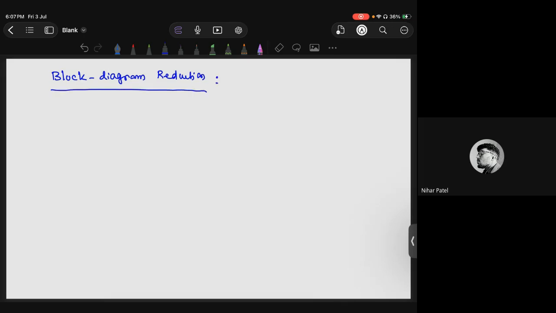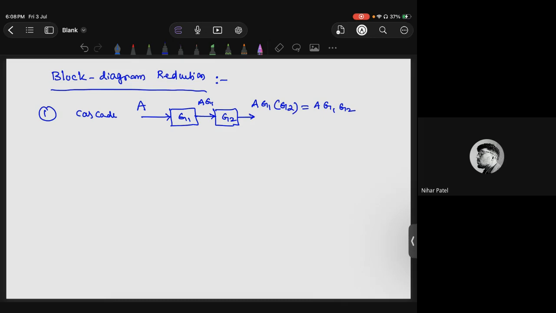In block diagram reduction, let us start one by one. If two blocks are connected in cascade, something like this, Z1, Z2, individual transfer functions. A system has two components, and each component has its own transfer function, G1 for the first component, G2 for the second. If you give input A, what do we get here? A Z1. What do we get here? A Z1 Z2, correct? That is the overall output.